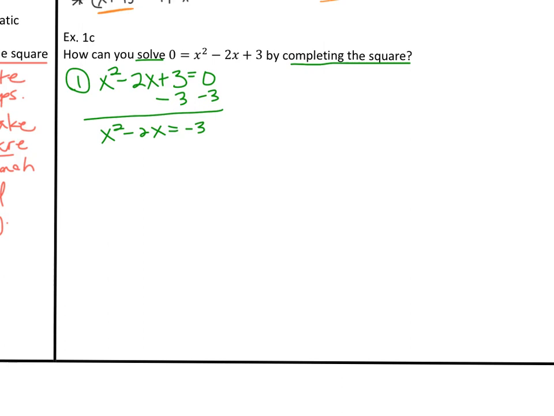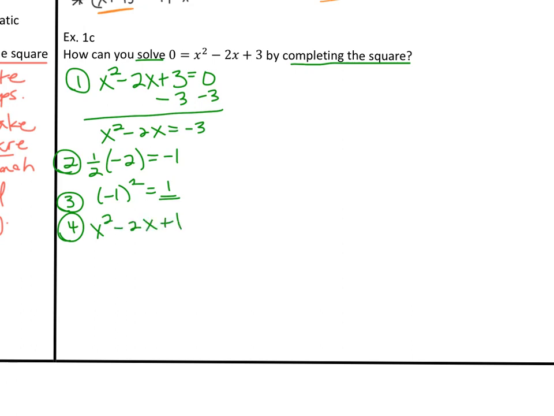That's step 1. Step 2, take half of that b coefficient. So this is important right here. B is actually negative 2. Half of negative 2 would be negative 1. In step 3, if you square negative 1, we get positive 1. So just be careful on watching those particular details. And then we add that to each side. We get x squared minus 2x plus 1 on the left, negative 3 plus 1 on the right.